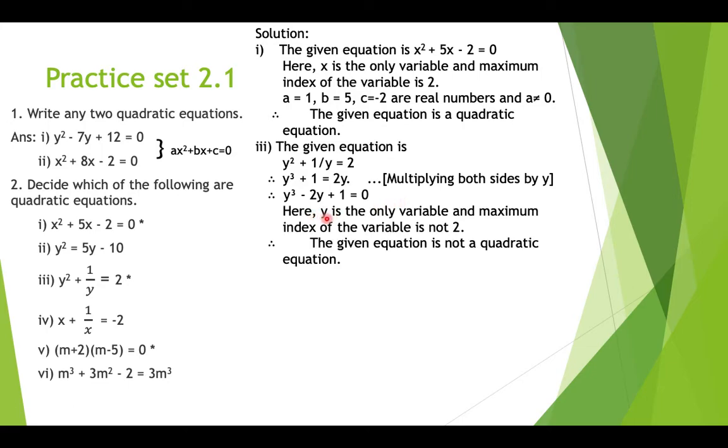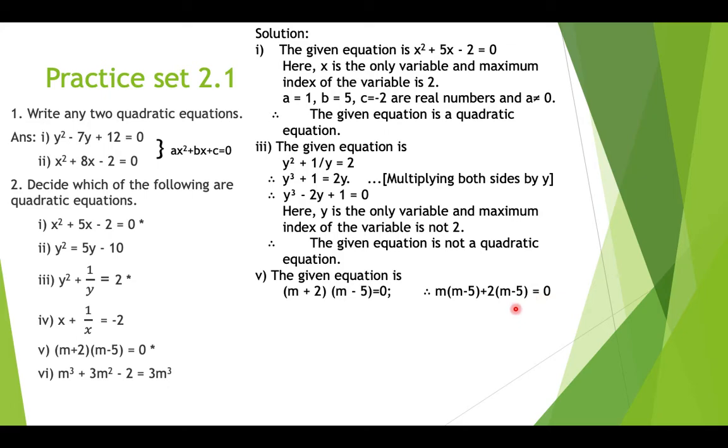So here y is the only variable, as you can see, and the maximum order is 3. The order of the polynomial, the algebraic expression, is 3. So it is not a quadratic equation. Therefore the given equation is not a quadratic equation. Now the fifth one. Over here the given equation is m plus 2 times m minus 5 is equal to 0. So we are going to rearrange this again. So m into m minus 5 and 2 into m minus 5 is equal to 0.